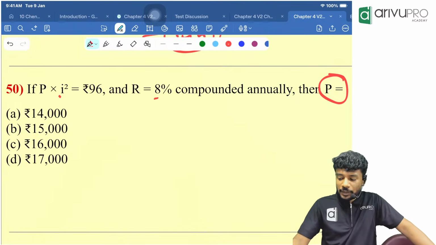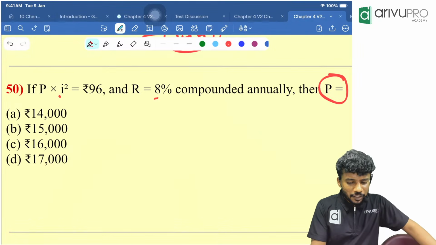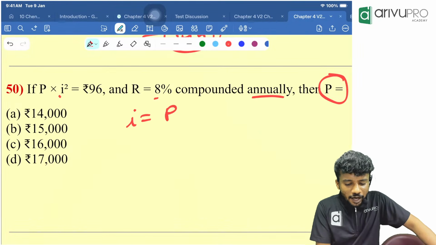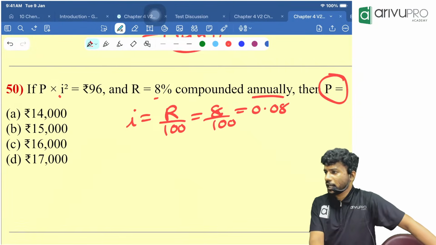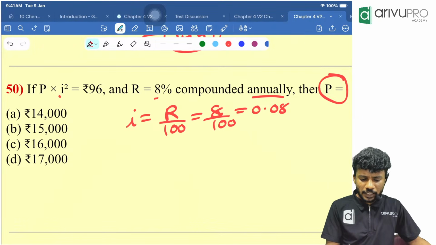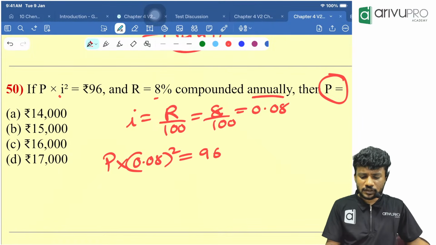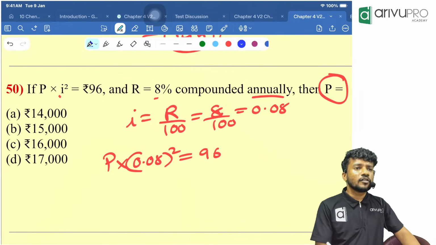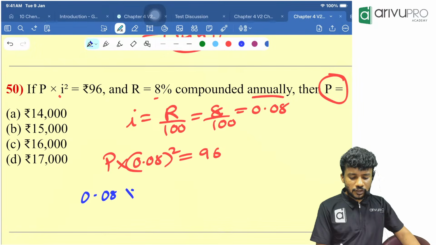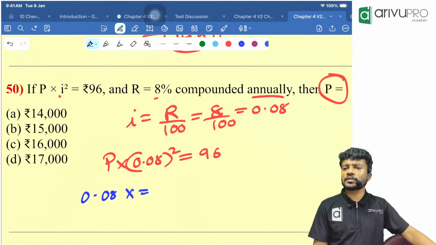Principal is how much? People, if R is given, how will I find the value of I? For compounded annually, I is R by 100, which is 8 divided by 100. How much is it, people? 0.08. I have the value of I. Then Pi square means P into 0.08, the whole square, which is equal to 96. Get me the value of P just using calculator. Try, people. First I will type 0.08 into equal to. I found the square, I got 0.0064.